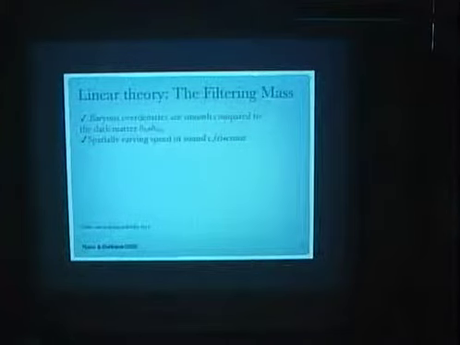So first of all, before recombination, the baryons were tightly coupled to the radiation. So all of their overdensities were smoothed out. But the dark matter could just grow. The dark matter really does not care about the radiation.